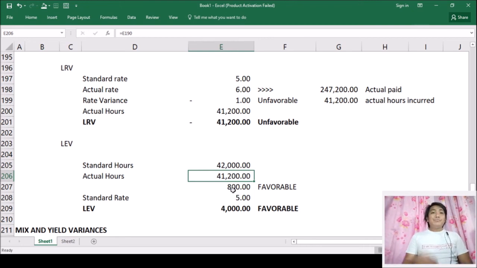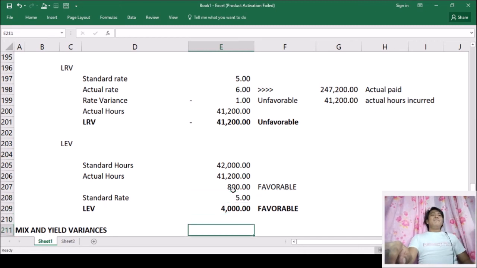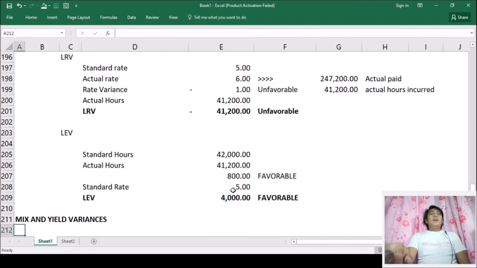So that is 800, i-multiply mo at standard rate, which is 5, the labor efficiency variance is 4,000 favorable. Okay, this is a basic example, no, of how we interpret and analyze the variances. Okay, so hopefully naintindihan nyo po yung labor rate variance at labor efficiency variance. Let's proceed naman, okay, to computation of mix and yield variances.